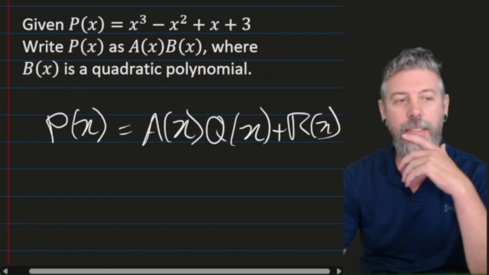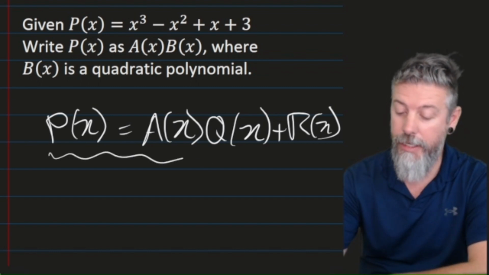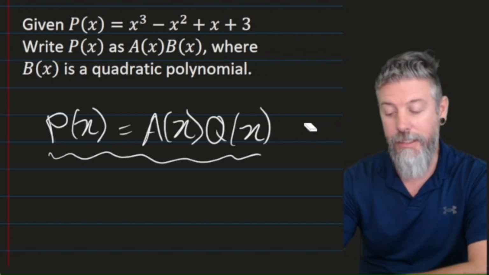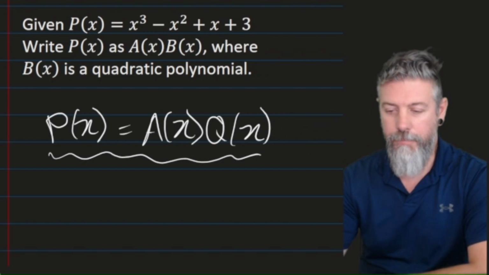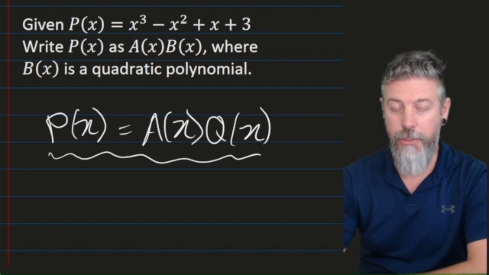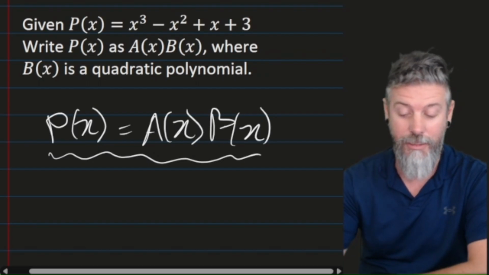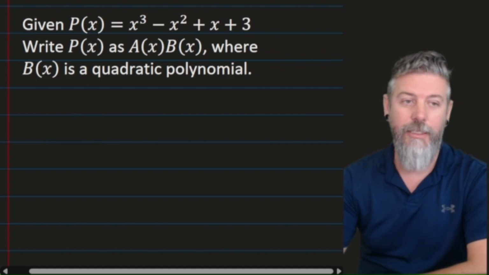But we can see here that if the question's asking us just to write it out as this part here, then r of x doesn't exist. So therefore, a of x must be a factor of the polynomial and b of x must be a factor of the polynomial. So I'm just going to change q of x to b of x here, and here we have it, right? So we know that it is a factor.